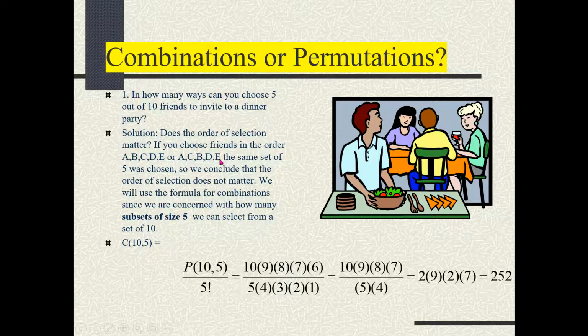So that means the order does not matter here, and we are going to apply the formula of combinations, which is 10C5, and we know that 10C5 is equivalent to 10P5 divided by 5 factorial. Even if you don't write it this way, directly calculate 10C5, which is 10 factorial divided by 5 factorial times (10 minus 5) factorial, and you'll get the answer that you can invite 5 friends out of 10 total friends in 252 different ways.